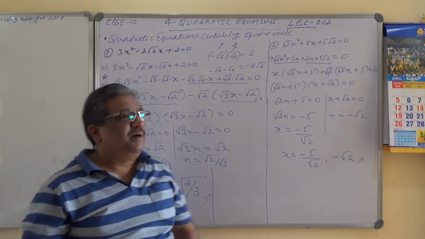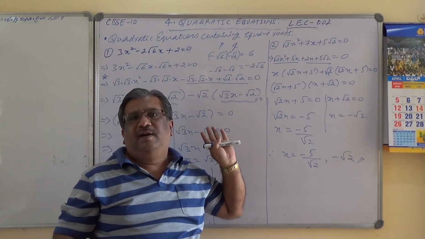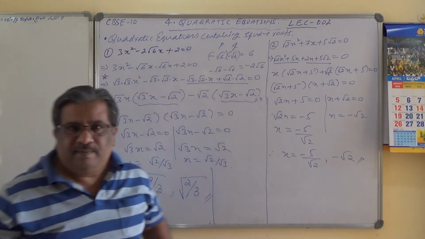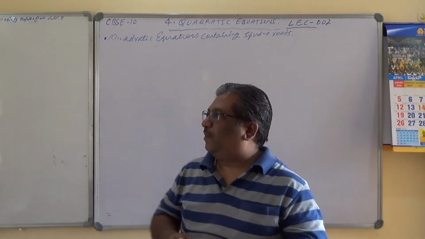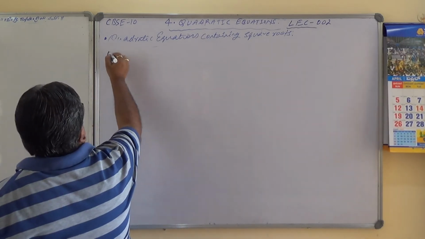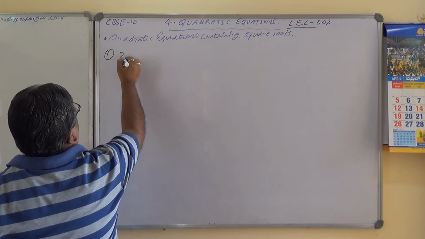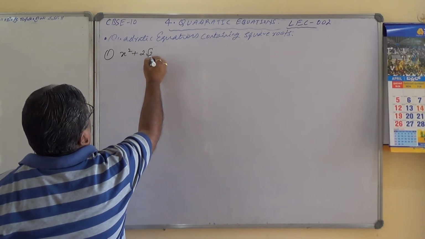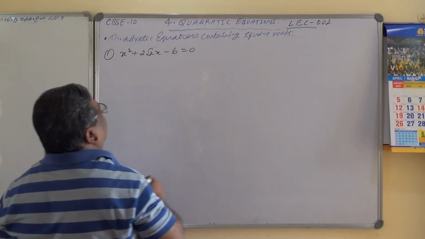Let me take from R.D. Sharma, very important, about 6 to 7 numericals containing square roots I will solve. Okay. Let me pick up from R.D. Sharma, level 2, example 5. First question, x square plus 2 root x minus 6 equals 0 here.